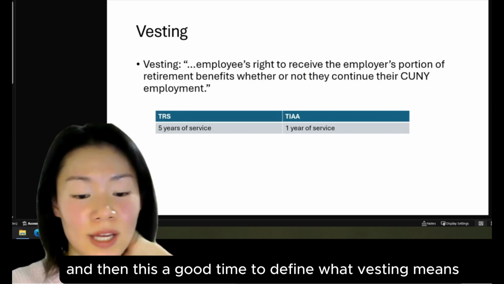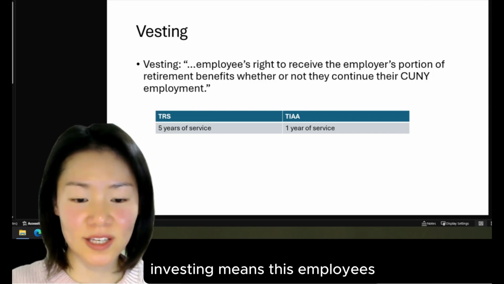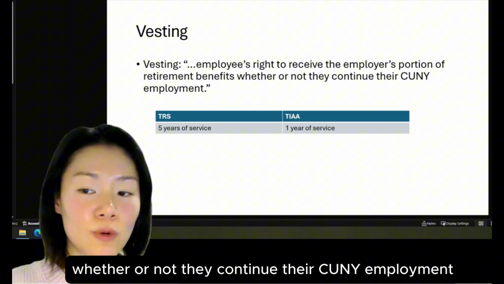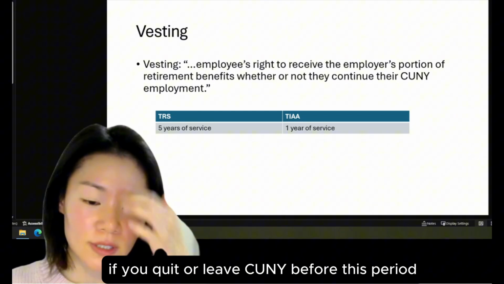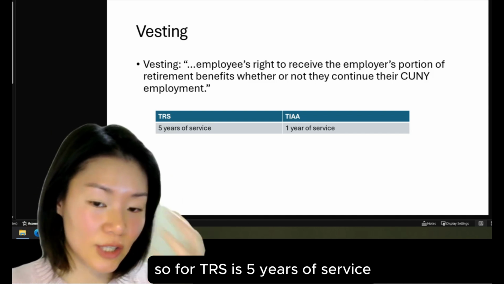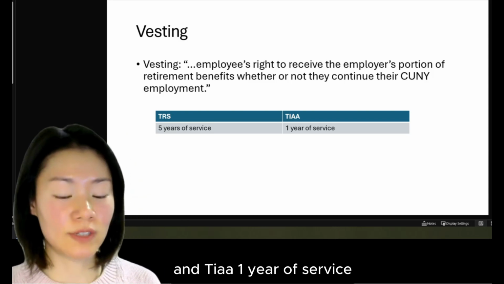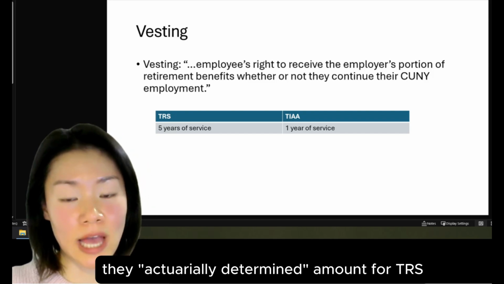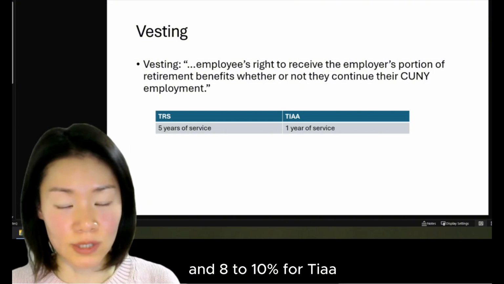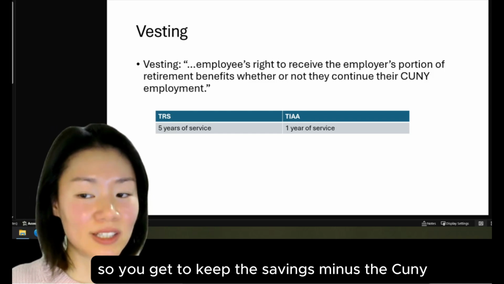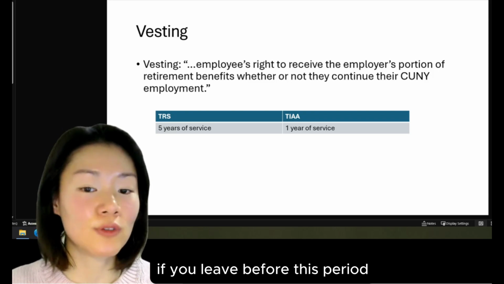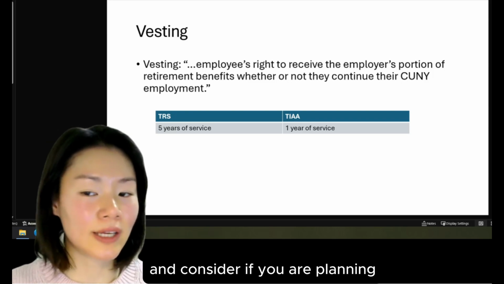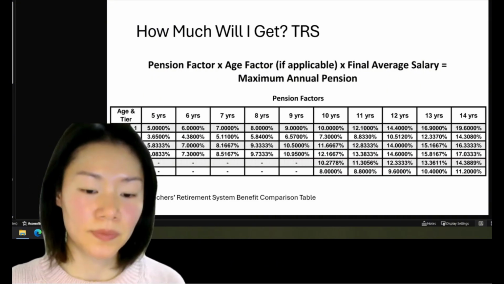This is a good time to define what vesting means. Vesting means employees' right to receive the employer's portion of retirement benefits whether or not they continue as a CUNY employee. In other words, if you quit or leave CUNY before this period, which for TRS is 5 years of service and for TIAA 1 year of service, you can keep your contribution but not CUNY's contribution. We talked about the actuarially determined amount for TRS and 8 to 10% for TIAA. So you get to keep your savings minus the CUNY contribution if you leave before this period. It will be kind of a loss, and this is something you want to consider if you are planning on finding employment outside of CUNY at some point.